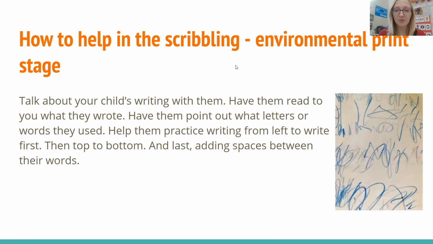How to help in the scribbling through environmental print stage. Talk about your child's writing with them. Have them read to you what they wrote. They point out what letters or words they used. Help them, like when they're reading what they wrote, have them try to read from left to right. That'll kind of get them to start going in the direction left to right, and then top to bottom, and then adding spaces in their words.